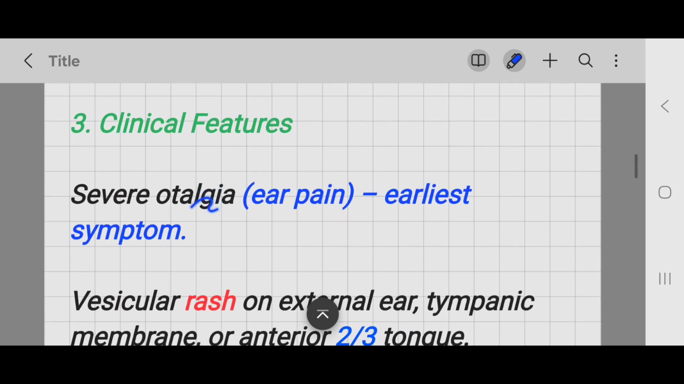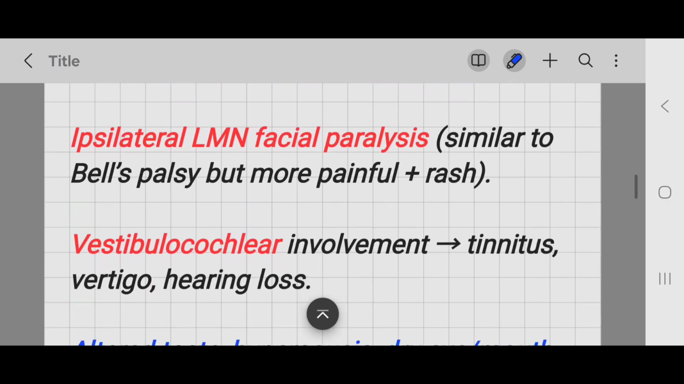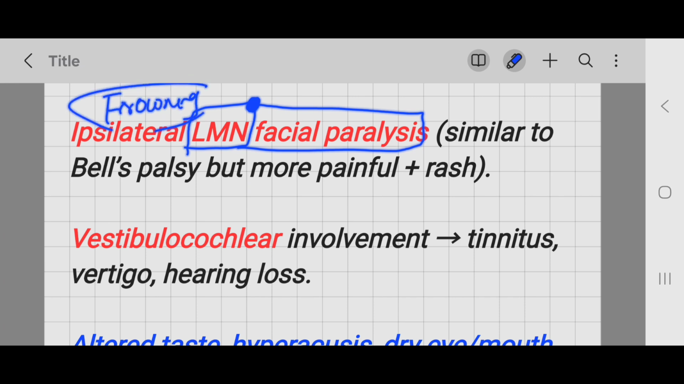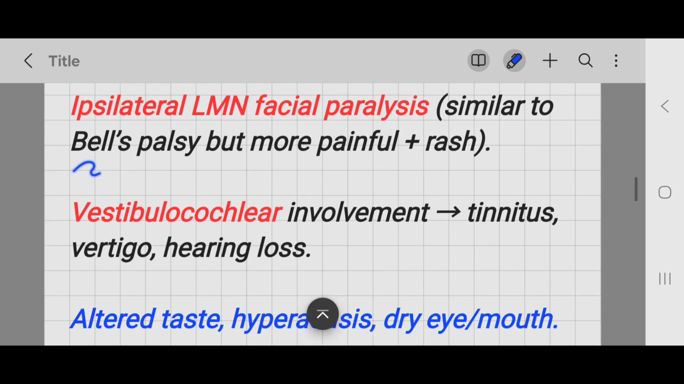Clinical features. When there is involvement of the ear, it leads to ear pain, otalgia. There is vesicular rash on examination in the external ear or tympanic membrane mostly, and there is ipsilateral lower motor neuron facial nerve paralysis. As I have told you, frowning is also disturbed in case of lower motor neuron facial palsy, while in case of upper motor neuron facial palsy, frowning is intact. So in case of lower motor neuron facial palsy, frowning is not intact. It is similar to Bell's palsy but more painful and more severe.